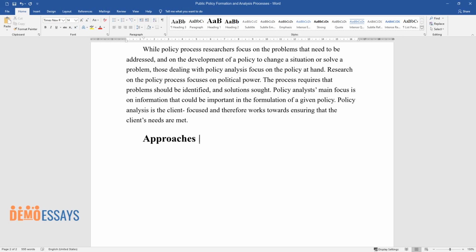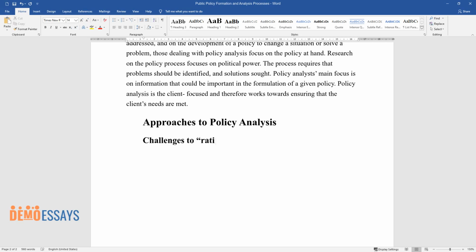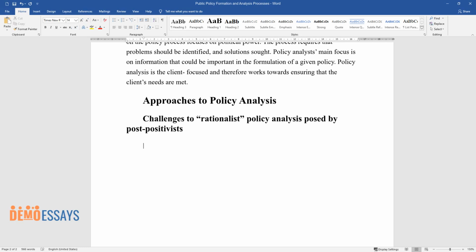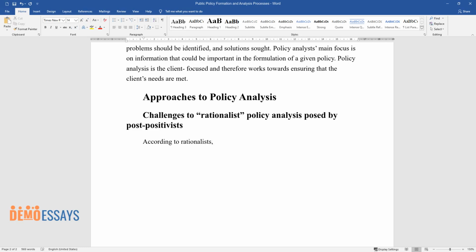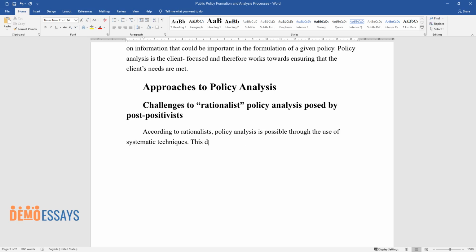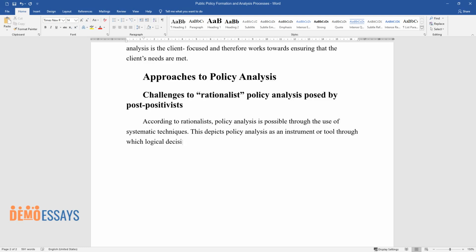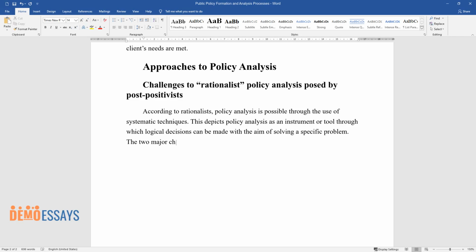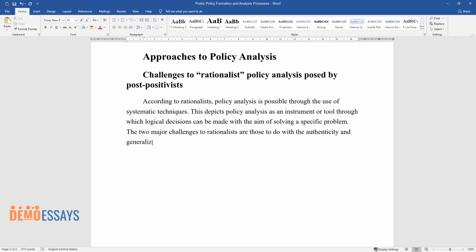Approaches to policy analysis. Challenges to rationalist policy analysis posed by post-positivists. According to rationalists, policy analysis is possible through the use of systematic techniques. This depicts policy analysis as an instrument or tool through which logical decisions can be made with the aim of solving a specific problem. The two major challenges to rationalists are those to do with the authenticity and generalization of the done research study for the identified policy.